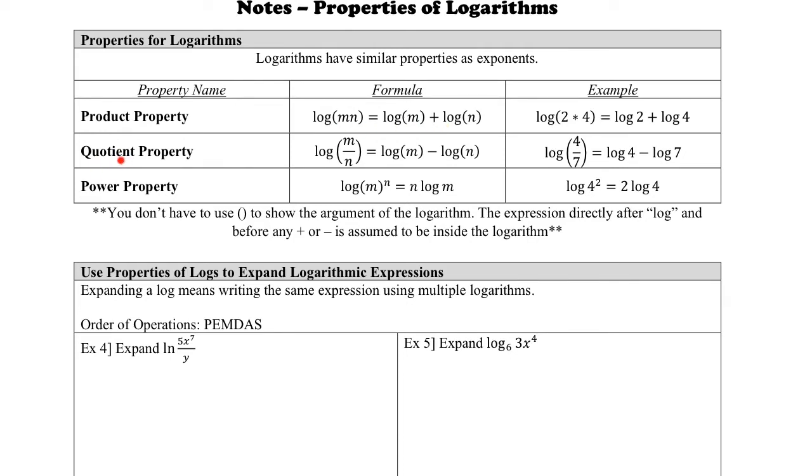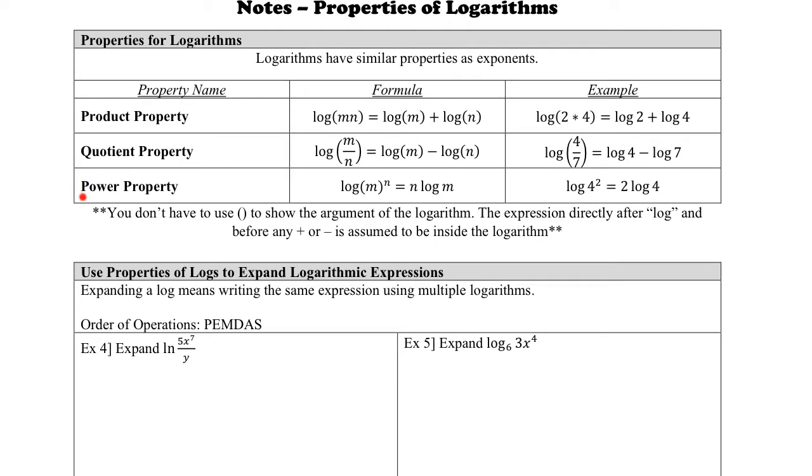Then we have the quotient property. If I have one log with a division inside, that means I can subtract two logs, one with the numerator and then minus the denominator. In this case, the order does matter. It needs to be the numerator first, then minus the denominator. Here's an example. Log of 4 over 7, I can split that into 2 by doing log of 4 minus log of 7. 4 was the numerator, 7 was the denominator.